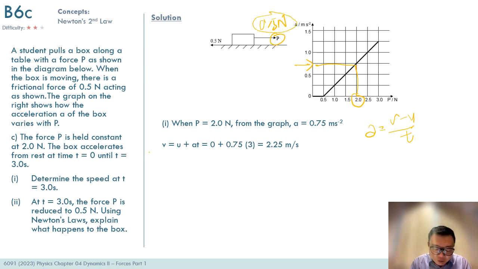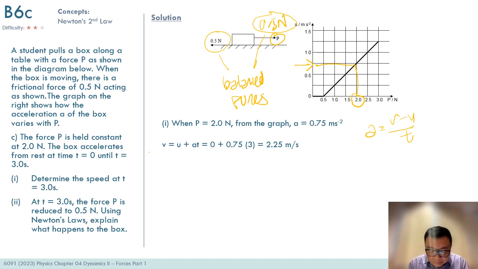Notice that the forward pulling force now matches the frictional force, and with this you can see that the forces are balanced. When the forces are balanced, by Newton's second law, there will not be any net force, there wouldn't be any acceleration, and this tallies with what the graph tells us too.